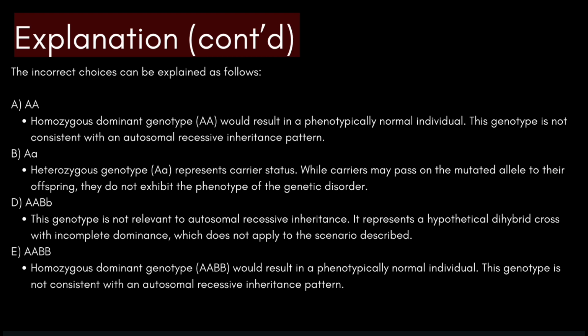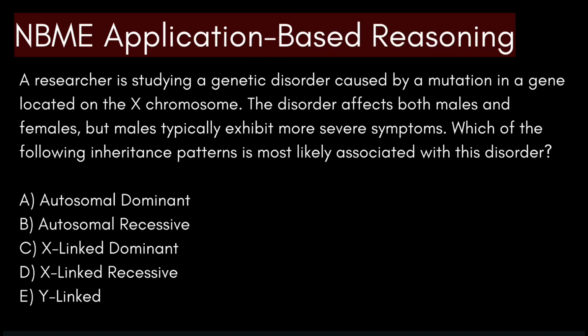Big A, big B, little b. This genotype is not relevant to autosomal recessive inheritance. It represents a hypothetical dihybrid cross with incomplete dominance, which does not apply to the scenario described. Big A, big B, homozygous dominant genotype, big A, big B would result in a phenotypically normal individual. This genotype is not consistent with an autosomal recessive inheritance pattern. Moving on to the next question.